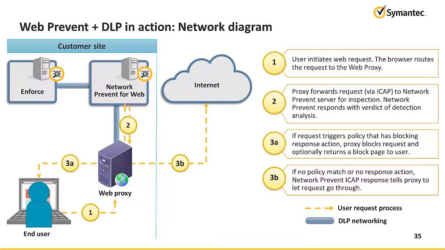The user will initiate a web request, and the browser will route the request to the web proxy. The proxy forwards the request via ICAP to Network Prevent server for inspection, and Network Prevent responds with a verdict of detection analysis. If the request triggers a policy that has blocking response actions, the proxy will block the request and optionally return a block page to the user. Or if no policy match or no response action was found, Network Prevent ICAP response tells the proxy to let the request go through.